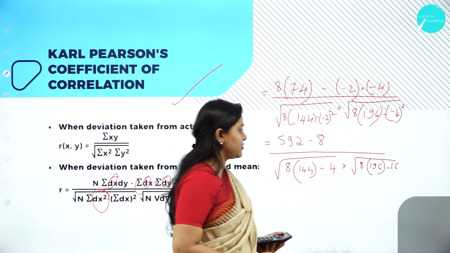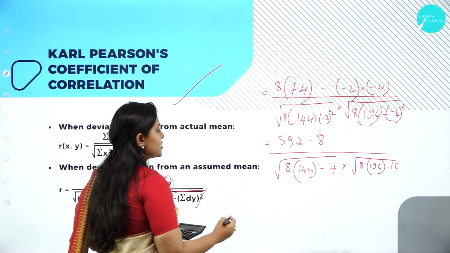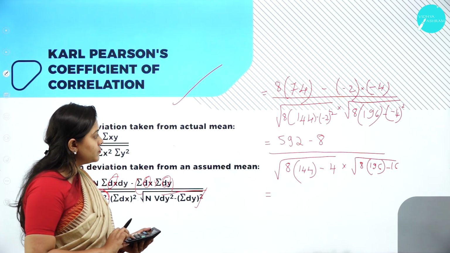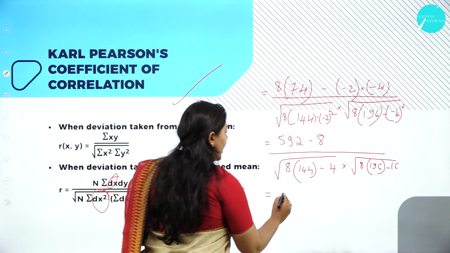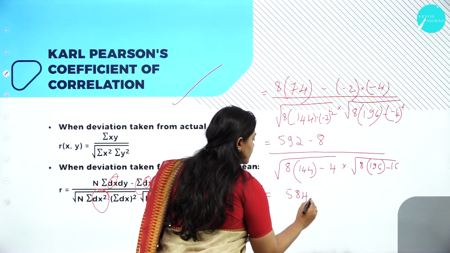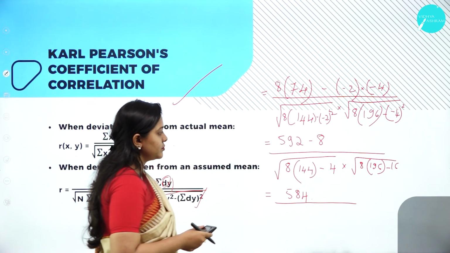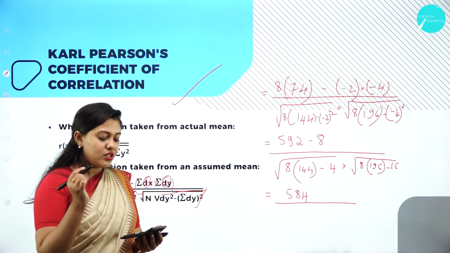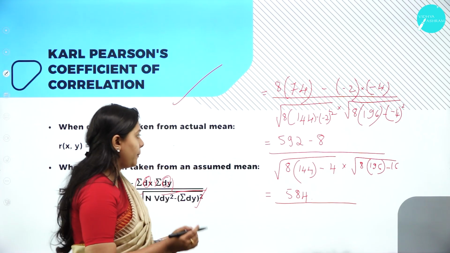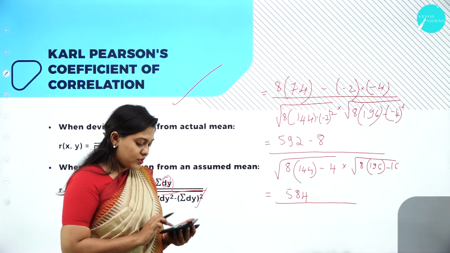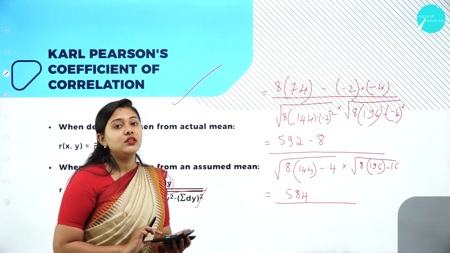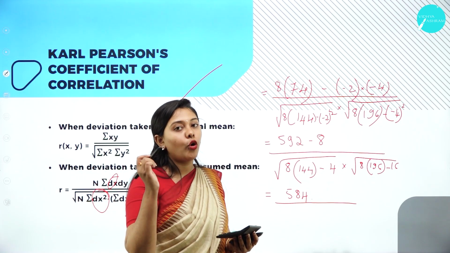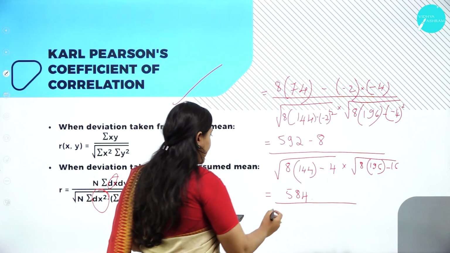Minus into minus, plus. Now let us solve the bracket part first again. 592 minus 8 is 584, divided by 8 into 144, which is 1152. 1152 minus 4 is 1148.